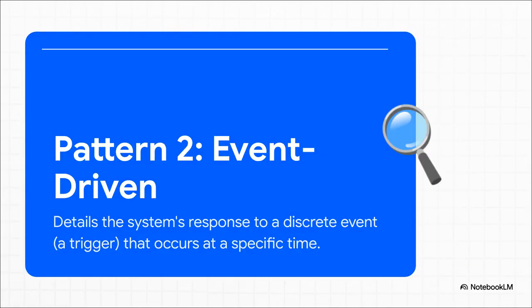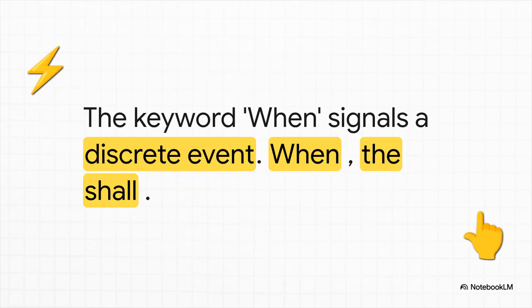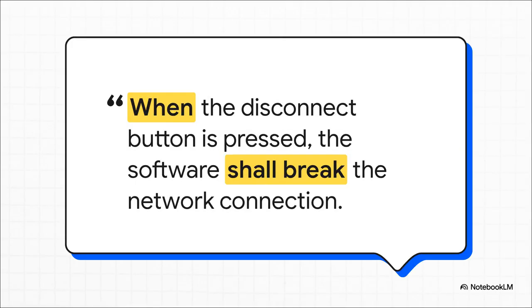Okay, next up is the event-driven pattern. This one is for when the system needs to react to a very specific single trigger. And the key here is that word when. When a trigger happens, the system shall respond. That word when is what signals it's a specific one-time event. And this goes right back to that first example we saw. When the disconnect button is pressed, the software shall break the network connection. A super clear trigger leads to a super clear response.